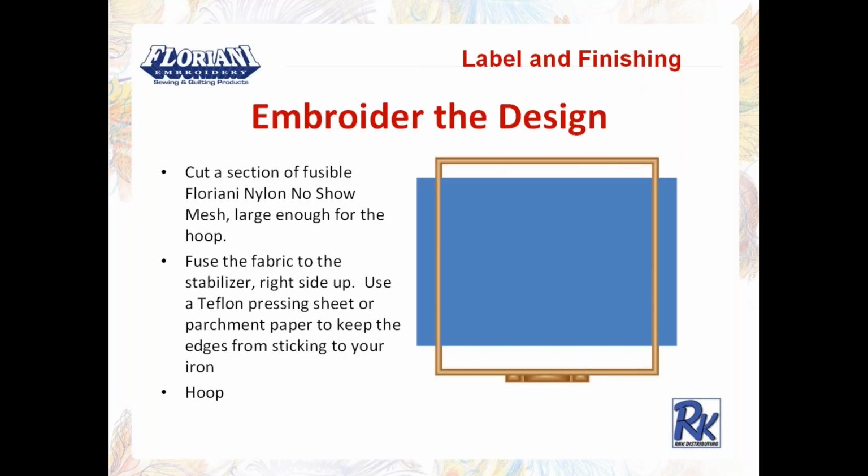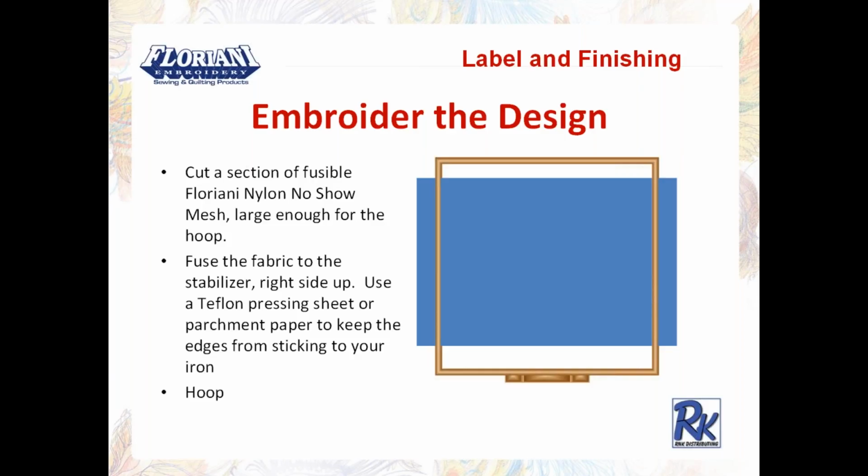So the first thing we're going to do is cut a section of fusible Floriani nylon no-show mesh, and it wants to be large enough to fit in the hoop with about a 1 to 2 inch overlap all the way around. Now the stabilizer itself is not shown in this diagram. What you're seeing is the fabric. So it's important that your stabilizer be big enough to be caught around all of the edges of the hoop. The fabric, however, we're not going to have to do that because we are going to fuse this fabric to the stabilizer and we're going to fuse it right side up.